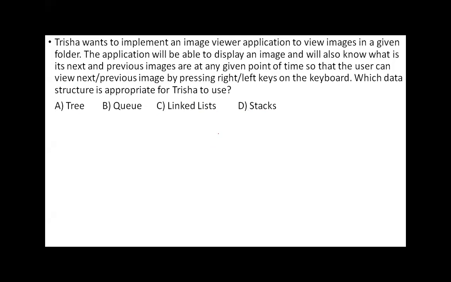In a doubly linked list, we have two pointers, a previous pointer and a next pointer. Assume this is the current image, I am just writing IMG here. This is called the previous pointer, and this is called the next pointer. This points to the previous image. Like this, each image will be implemented as a doubly linked list node here, and this points to the next image.